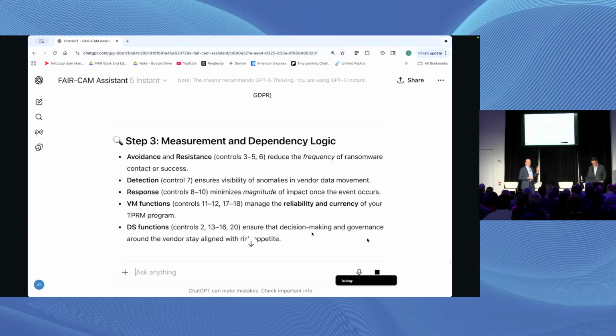FairCAM is agnostic. It was born in cybersecurity, but is not limited to cybersecurity. You can use FairCAM to analyze and strategize about controls from any risk domain.